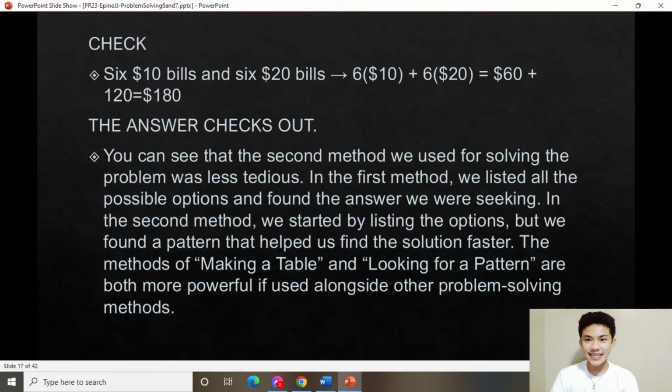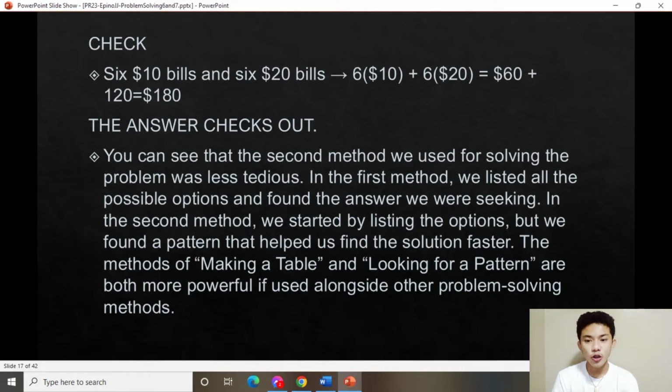To check, 6 10 bills and 6 20 bills, 6 times 10 bills plus 6 times 20 bills is equal to 60 bills plus 120 bills, which is equal to 180 bills. And the answer checks out. You can see that the second method we used for solving the problem was less tedious.